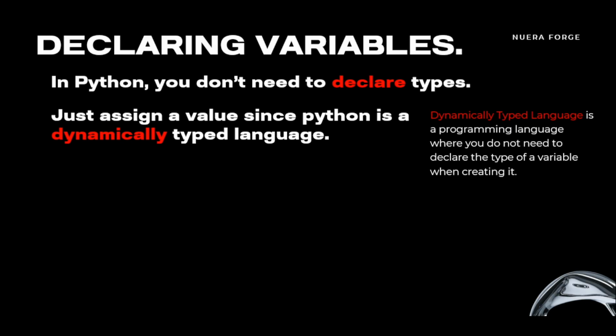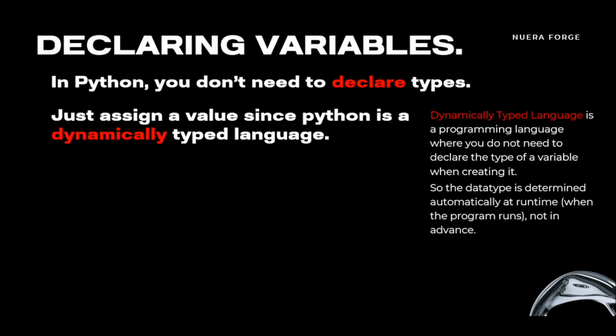So you don't need to tell the computer, "Do you know what? I'm creating a string and I'm storing a name," or "This is an integer variable and I want to store, for example, age." The data type is determined automatically at runtime. When the program is being run, the computer will recognize the different variables within that program. You don't specifically tell the computer in advance. You just say the variable, and it will be determined at runtime.